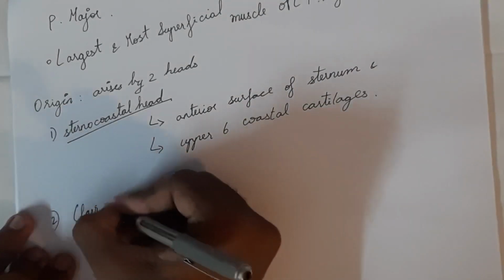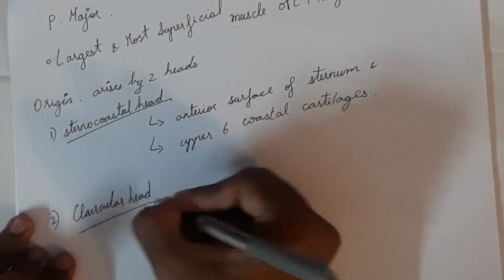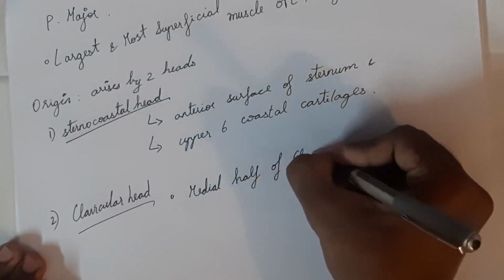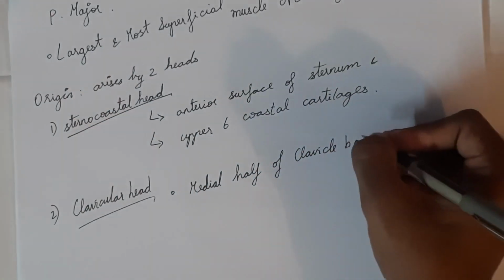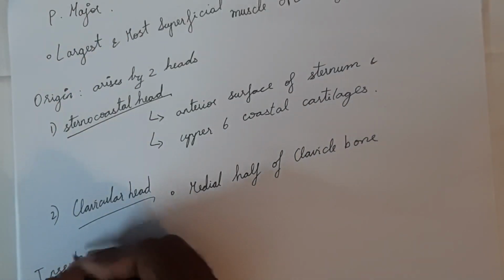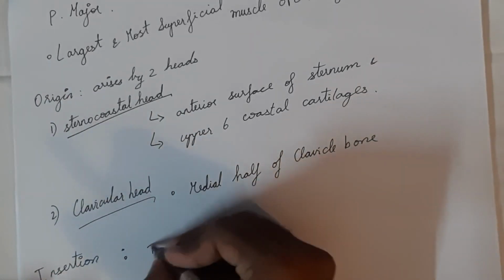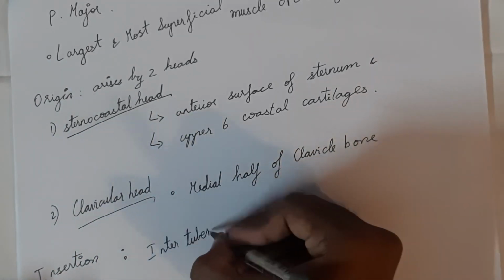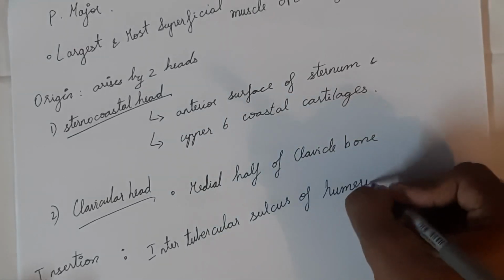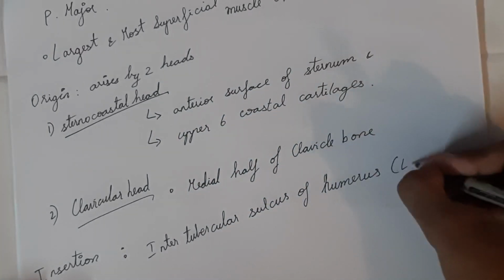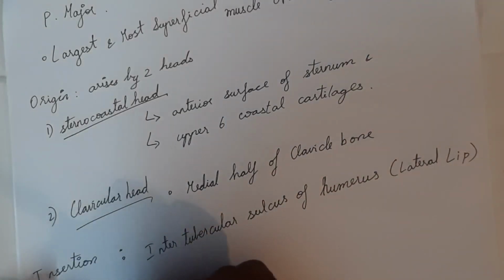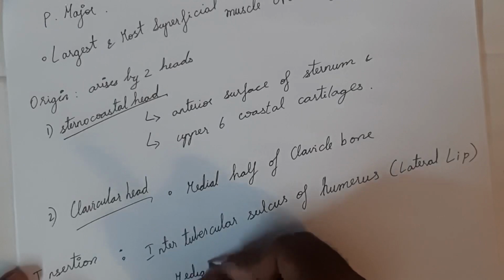And now to the clavicular head. The clavicular head is from the medial half of clavicle bone. And now on to the insertion. It inserts into the lateral lip of the intertubercular sulcus of the humerus. And then the nerve supply is from the medial and lateral pectoral nerves.